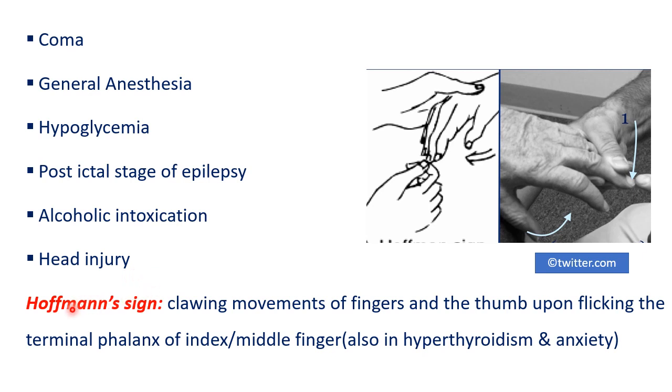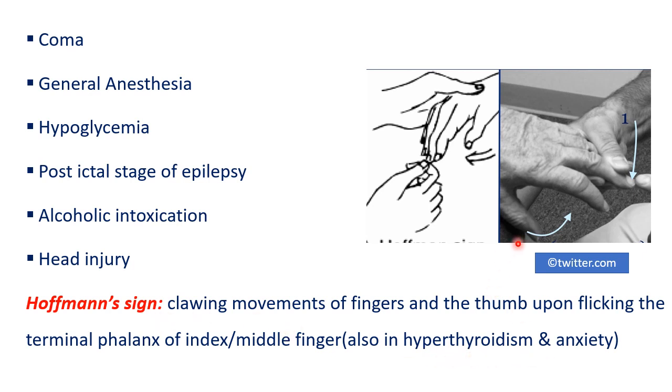Now there is another sign which we call Hoffman sign. What is this Hoffman sign? If you see, there is clawing movement of fingers and thumb upon flicking the terminal phalanx of the index or middle finger. This is the same as the Babinski reflex sign which we see in the lower limbs during upper motor neuron lesion, but it is also seen in hyperthyroidism and anxiety.